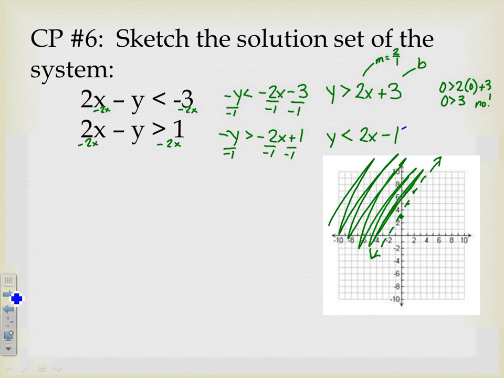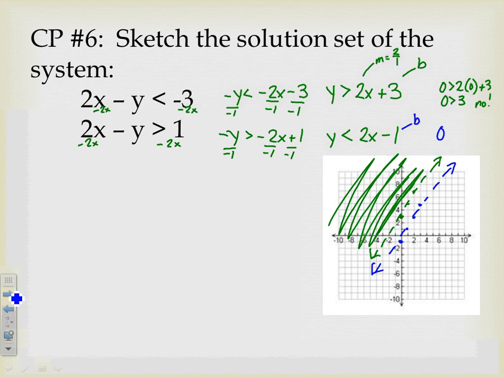My next line. B is negative 1. Plot it. Slope is 2. Up 2 over 1 again. Dotted line again based on the symbol. Pick a point to test. Put that there.